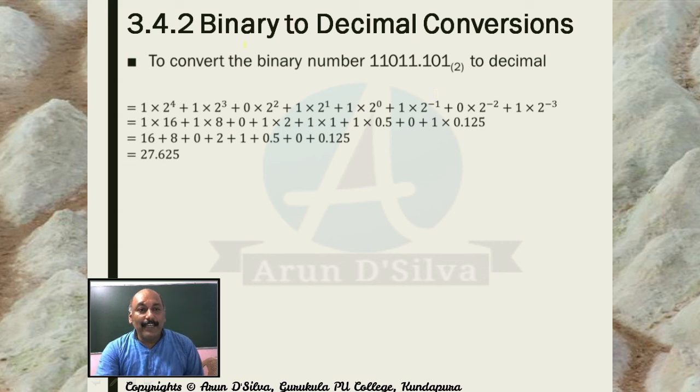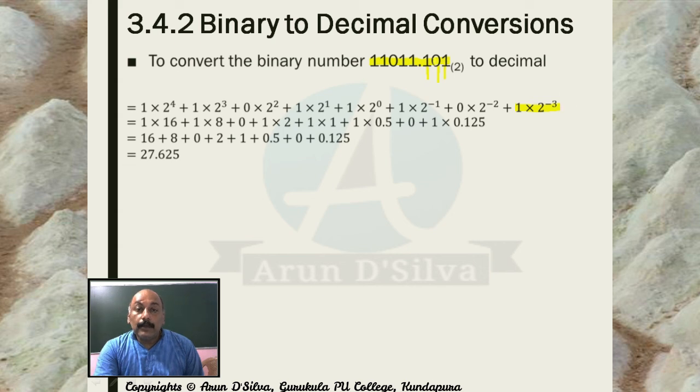See, I've taken a number 11011.101. This is a binary number. Now I want to convert it into decimal. How to do it? As per the procedure, take the rightmost bit. The rightmost bit is 1. Multiply by 2 to the power n. Now how to decide the n value, I said. We take the decimal point. From the decimal point, I go to the right side. So this becomes -1, this becomes -2, this becomes -3. Therefore, 2 to the power -3.